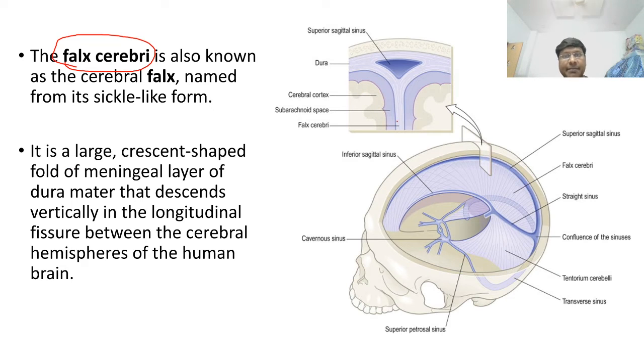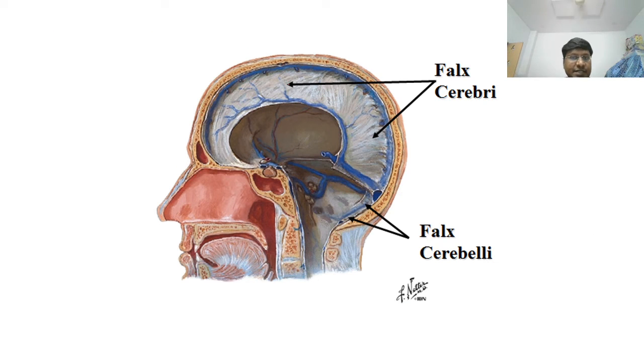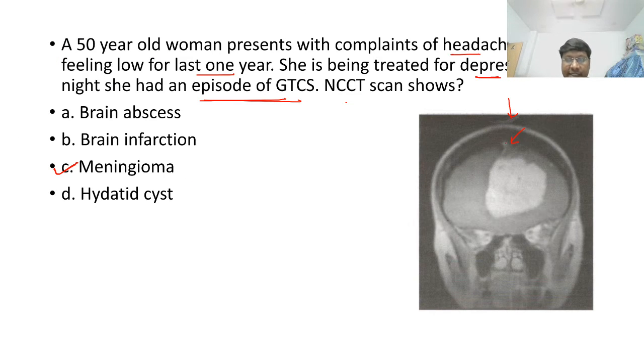Now, what is falx cerebri? We have 3 meninges: dura mater, arachnoid, and pia mater. This is your dura mater. The dura mater descends down between the 2 cerebral hemispheres in the form of what is called the falx cerebri. So falx cerebri is nothing but a meningeal layer. And where is that present? It is present in between the 2 cerebral hemispheres. Whatever you are noticing here is the extension of your falx cerebri which is going down, which is suggestive of your meningioma.